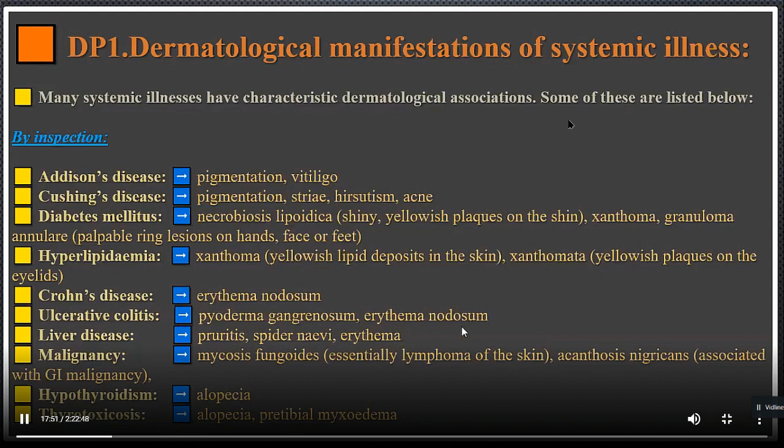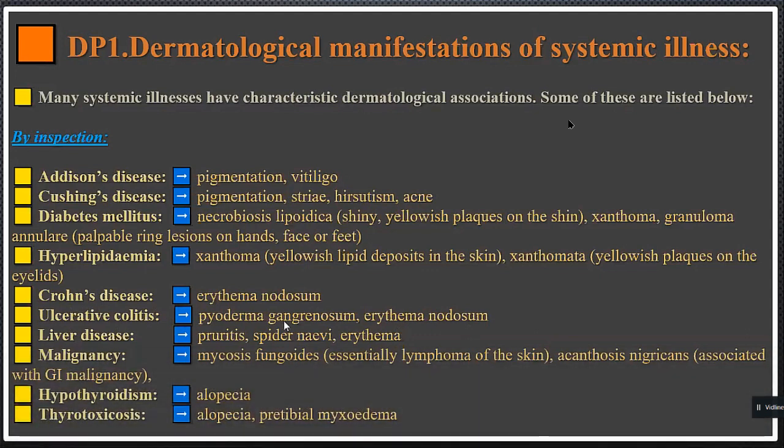Here, ulcerative colitis. So if you find pyoderma gangrenosum, erythema nodosum. For example, if you find ulcers and erythema nodosum, it's ulcerative colitis. Of course, liver disease here: pruritus, spider nevi, erythema. Malignancy, so you will find acanthosis nigricans, it's very common, and it means GI malignancy. Here, alopecia may be hyperthyroidism, maybe hypothyroidism.